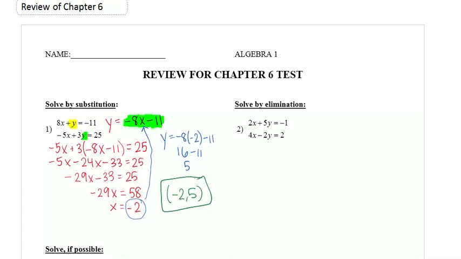Remember, if you get nice integer numbers in your answer, always plug them back into the original equations and check to make sure it works.